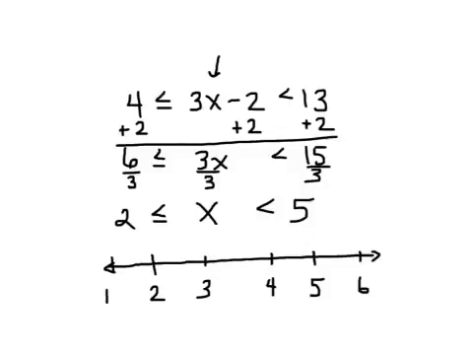Now on the 2, I'm going to put a closed circle. Now why am I putting closed? Because it said equal to. On the 5, I'm going to put an open circle. Why an open circle? Because it didn't say equal to.